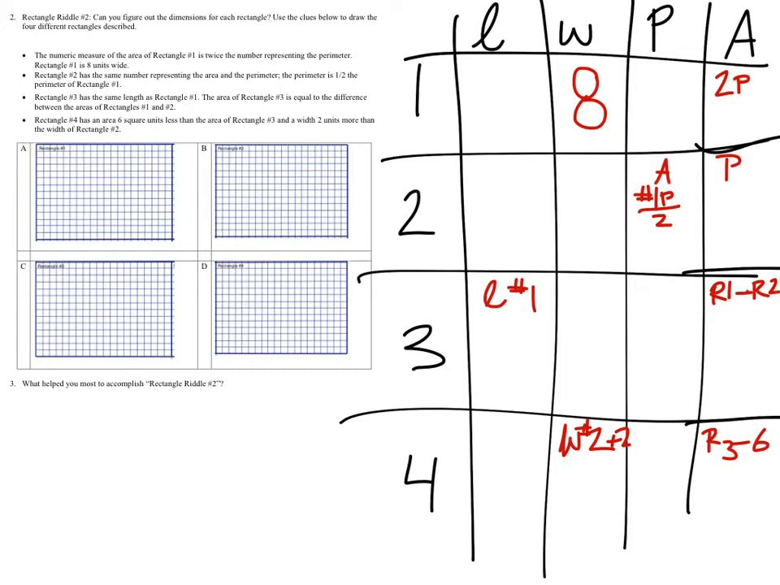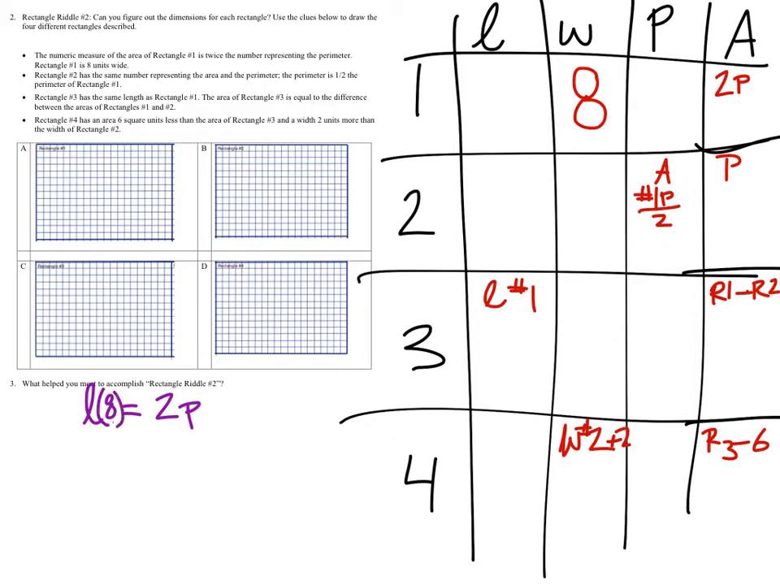Alright, let's start with rectangle 1, because it has an actual value that we can consider. First of all, the perimeter of rectangle 1, actually the area. Let's look at the area of rectangle 1. The area is 2 times the perimeter. Well, how do we find area? We would do length times the width, but we know the width is 8.